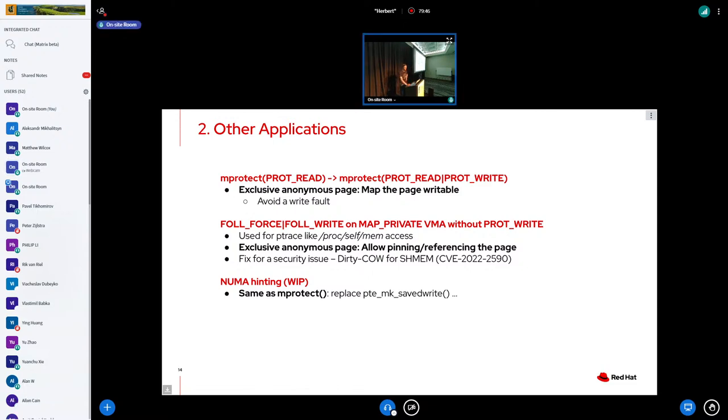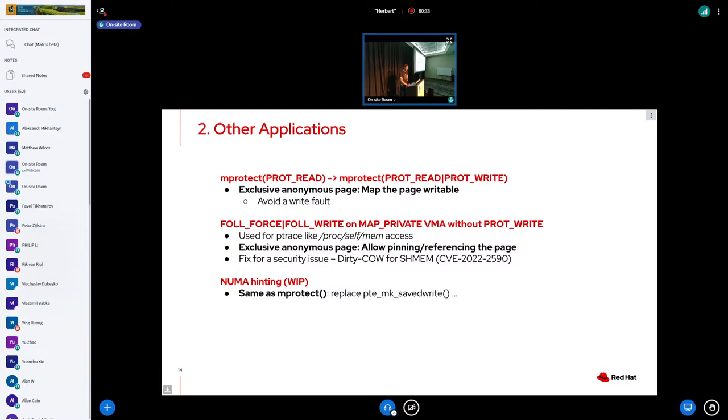The other application that I recently added is actually a fix for a security issue that we found, which we named Dirty Cow for shared memory only. Some of you still might recall what Dirty Cow was all about. You were essentially able to modify any read-only file that you were able to map using that mechanism. And for this CVE, it was essentially being able to modify shared memory that you don't have write access to. It's the same issue: whenever we use this debug access, which is like using full force to bypass VMA restrictions if we don't have write access, we're going to make sure that we're only allowed to pin a page that's exclusive, and then we're fine in that regard.